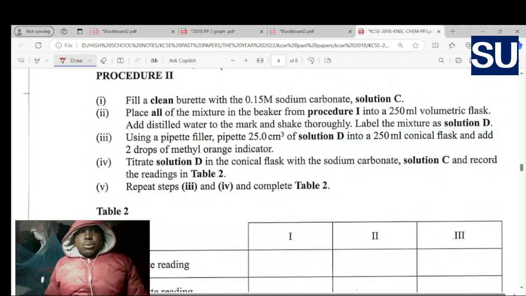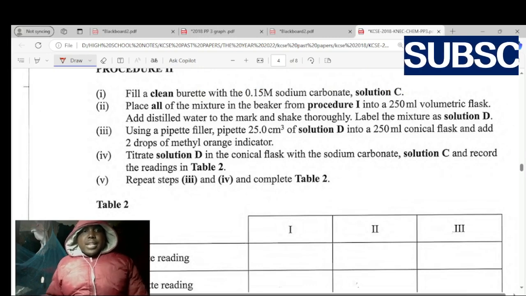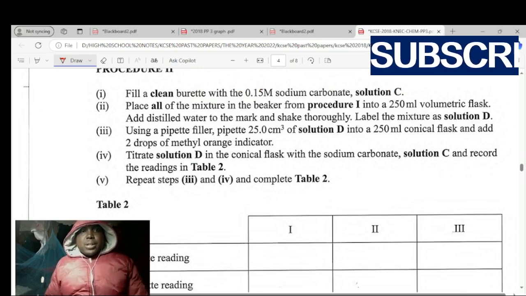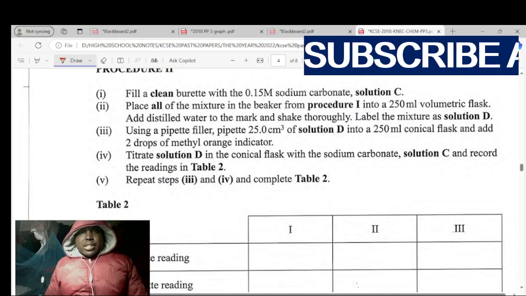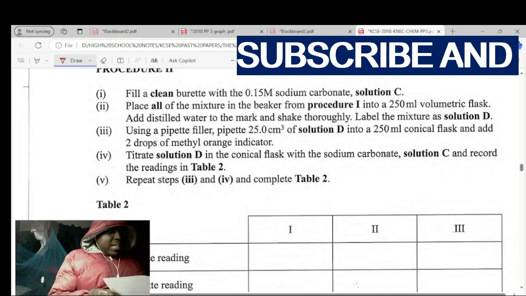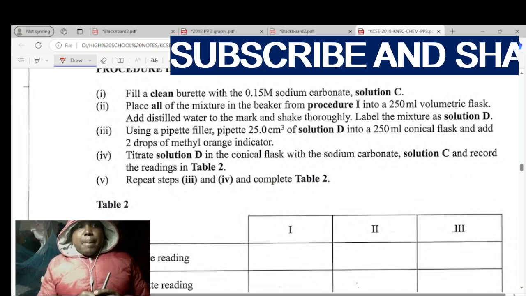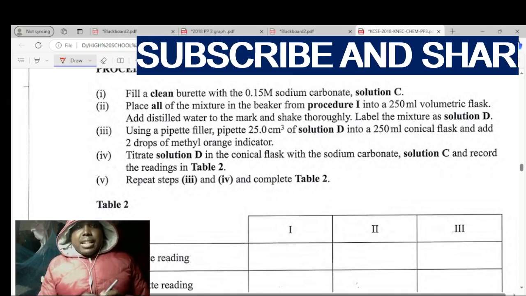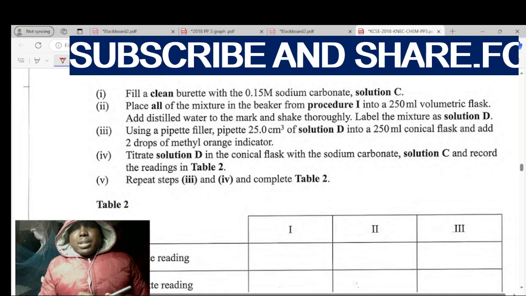Procedure 2. Fill a clean burette with 0.15 molar sodium carbonate, solution C. So solution C is sodium carbonate, that is okay. Place all of this mixture in the beaker, perform procedure this, into volumetric flask.